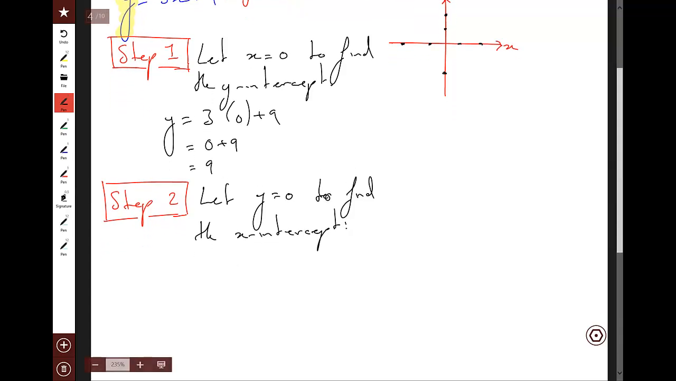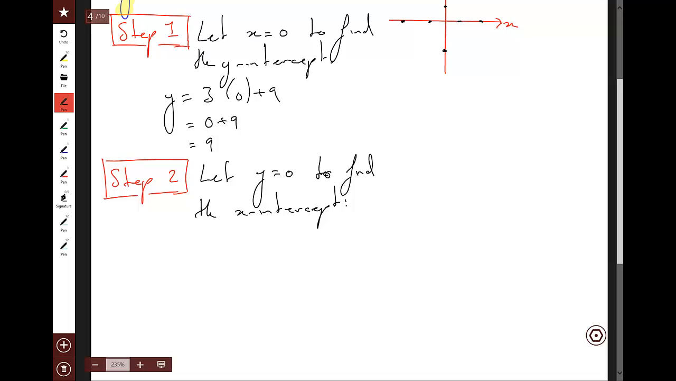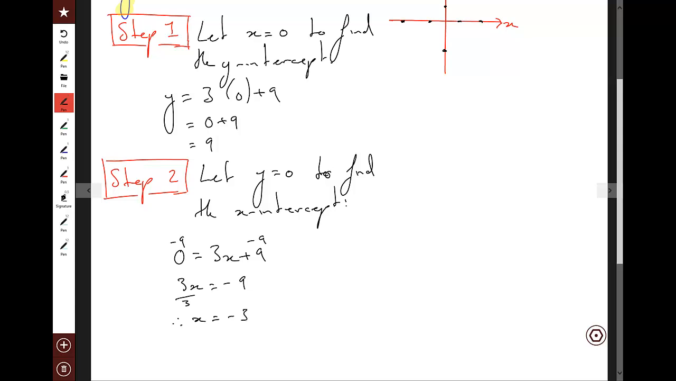So if we replace y with 0, we end up with 0 equals 3x plus 9. So let's take 9 from both sides. We end up with 3x equals negative 9. And therefore x equals negative 3, just dividing both sides by 3. And so we have our two intercepts. The first intercept is this 9, so y equals 9. That was the y-intercept. And the second intercept is x equals negative 3.